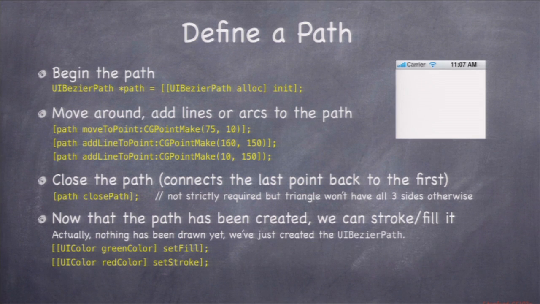Call set fill or set stroke. You can even just say set and it'll set the fill and the stroke to be whatever color you send it to. And once you have your color for fill and stroke set, you send a message to the path saying fill and/or a message to the path saying stroke. And now it will actually draw. So those last two calls, fill and stroke, are the things that cause drawing to happen. Okay? Everything else is just setup.